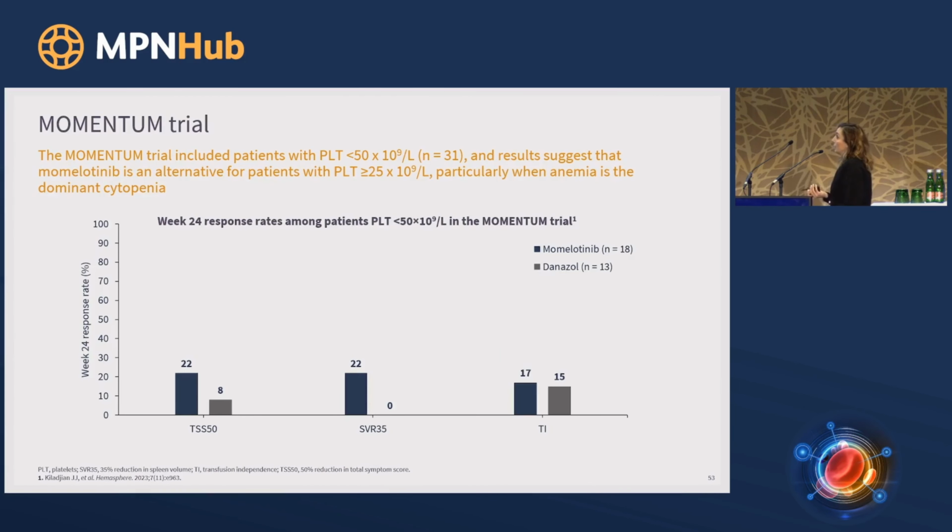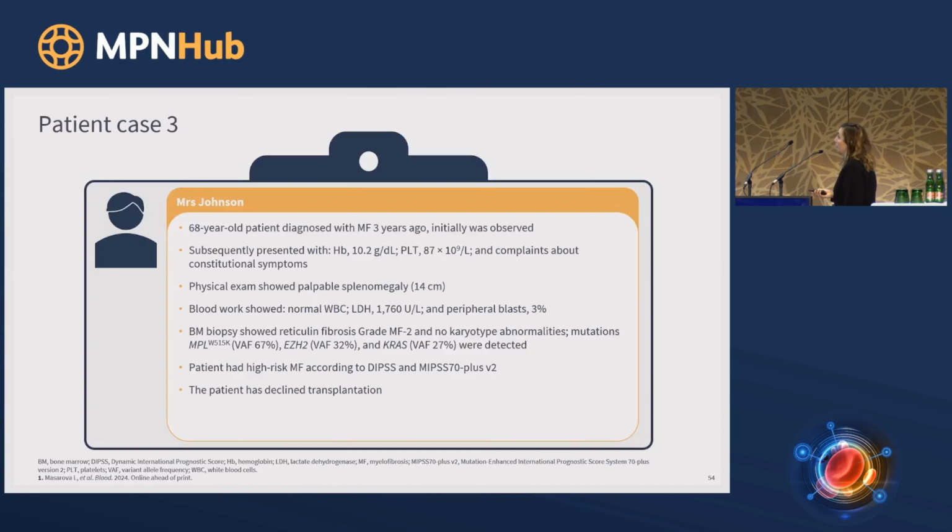And a similar result was observed in patients treated with momelotinib enrolled in MOMENTUM in the subgroup of patients with platelet count below 50,000. Despite a similar rate of transfusion independence when compared to patients randomized to danazol, you can observe a significant response in terms of reduction of symptoms, but in particular in reduction of spleen, observed in 20% of patients compared to none in the danazol group.